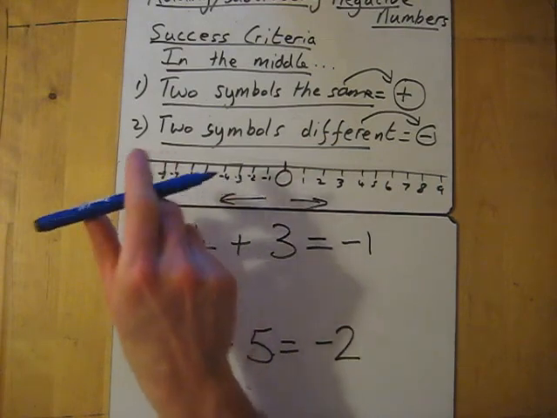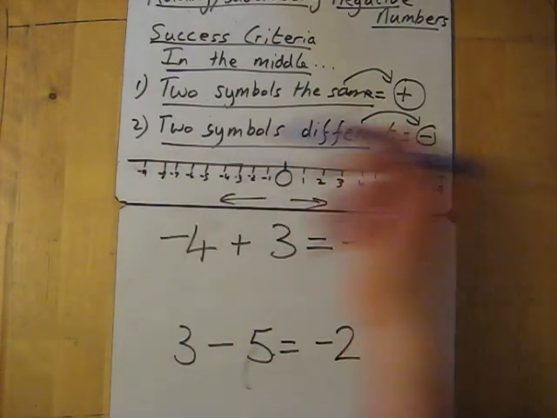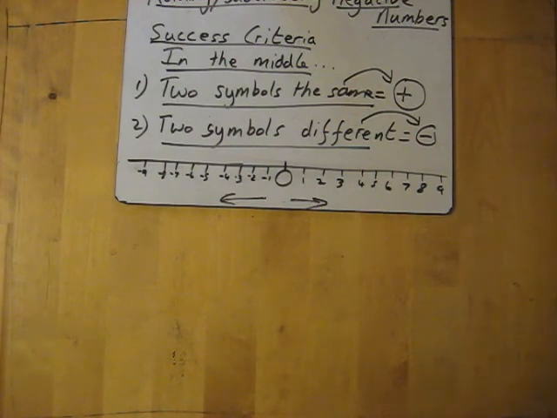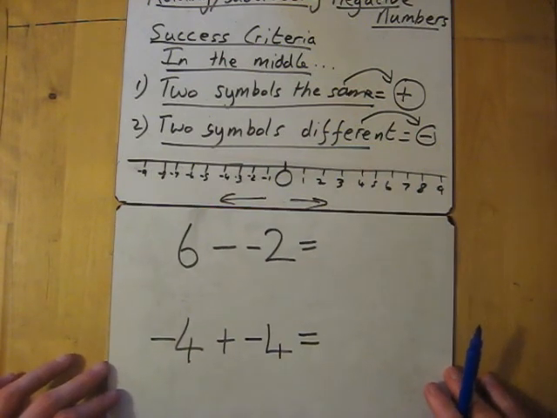So see how this number line helps a lot. If you're adding, you're going up the scale. If you're subtracting, you're going down. Now I'll try it with a couple of other ones, just so you can see the difference between a few different things.